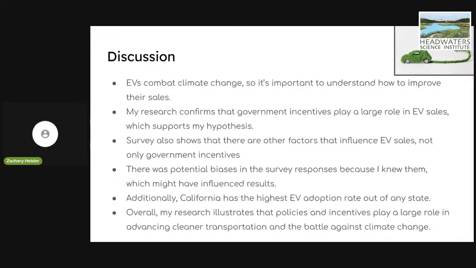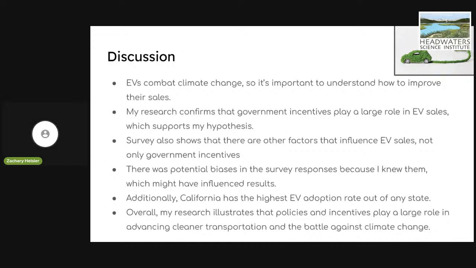This investigation sheds light on what drives EV purchases and the effectiveness of government incentives, and shows how EVs offer a crucial way to reduce environmental damage, combat climate change and mitigate the effects of it. It highlights that we need to understand the sales dynamics of EVs. The research confirms that there's a positive link between government incentives and increased EV sales, supporting my earlier hypothesis that incentives do lead to higher sales.